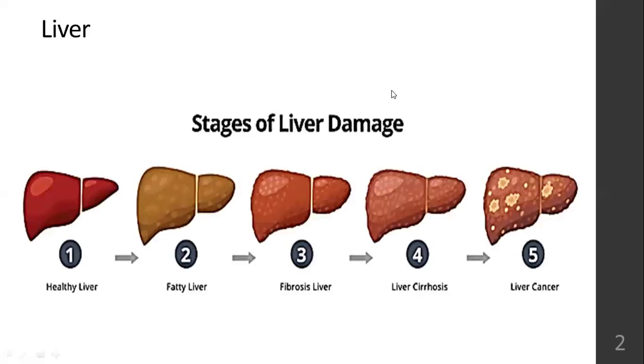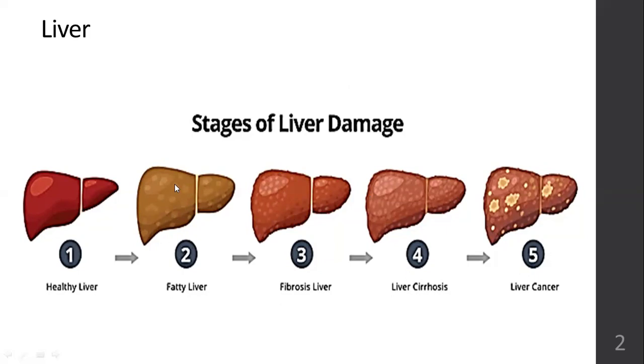So coming to the liver damage, stages of liver damage, a lot of dietary imbalances could lead to liver damage. It will not happen within a week or so. Okay, liver damage takes place over the course of certain months. It may take years also to reach the last stage of liver damage. Okay, healthy liver, slowly it will convert into fatty liver.